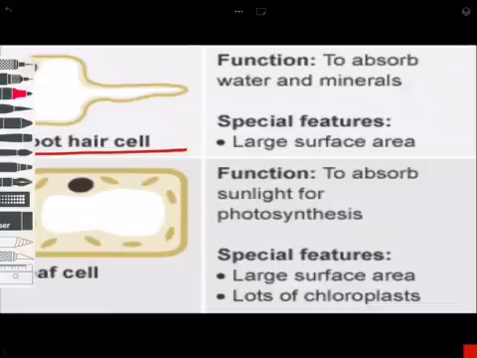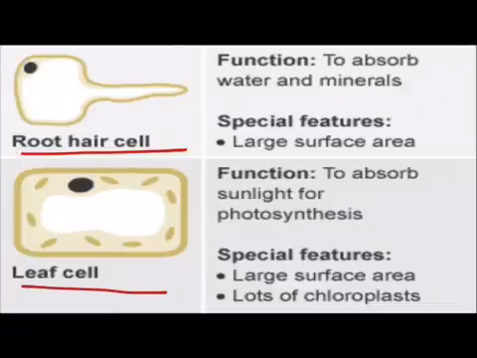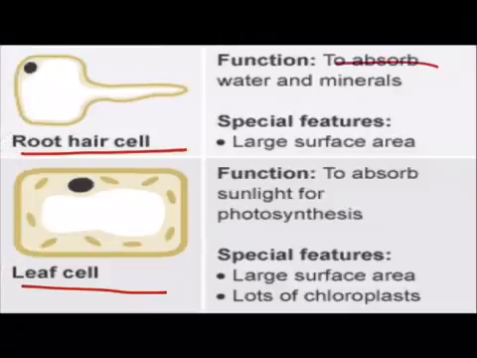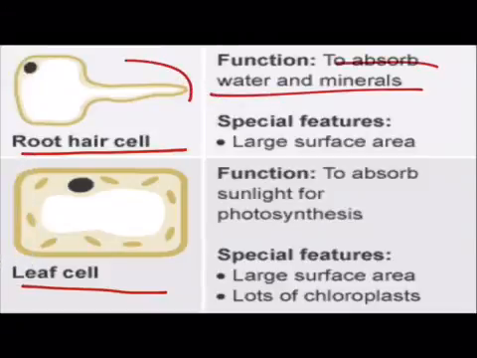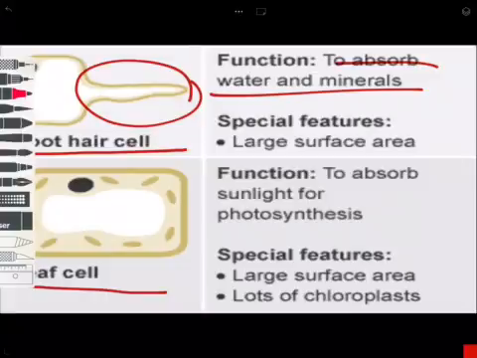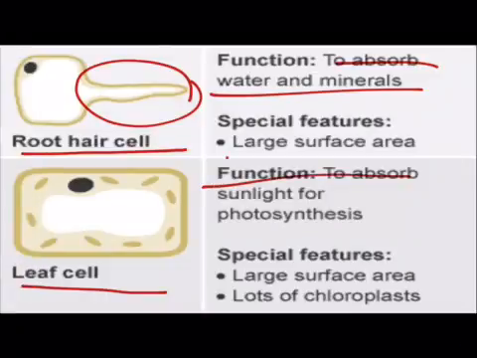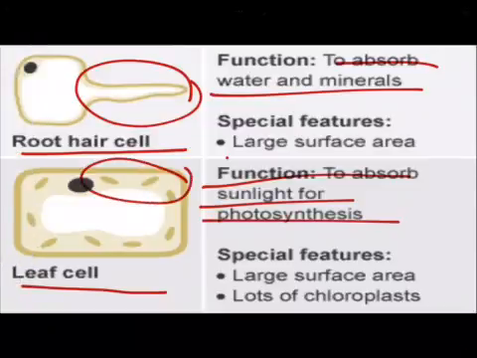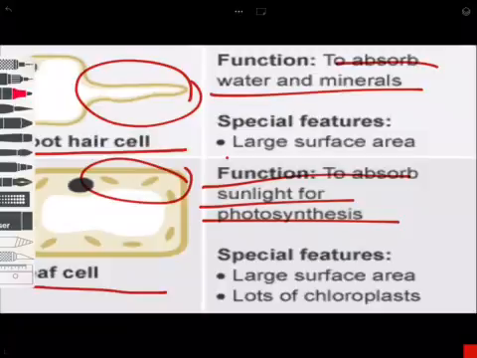Here on the top, as I was saying, is the root hair cell, and on the bottom is the leaf cell. As you can see, they are both from the same organism, a plant, but they are different because the function of the hair cell is to absorb water and minerals, so it has a large surface area. And the function of the leaf cell is to absorb sunlight for photosynthesis, and it has a special organelle called chloroplast to make sugar.